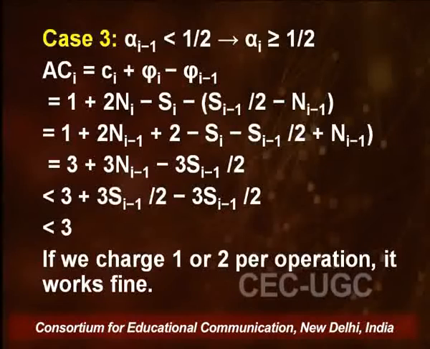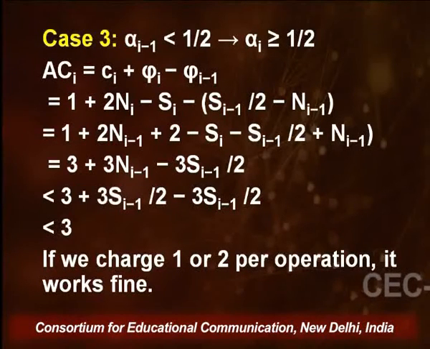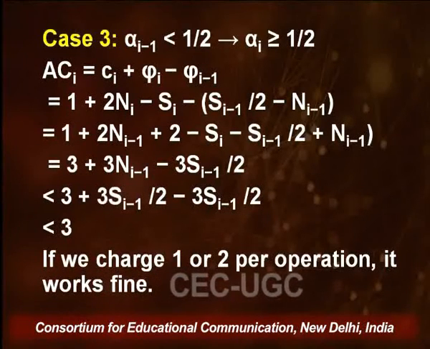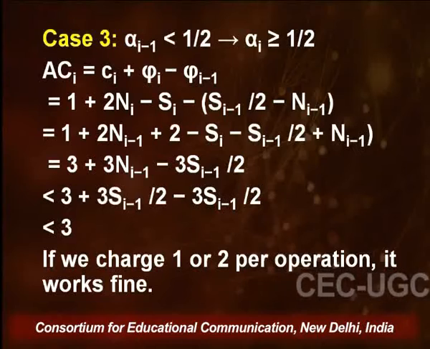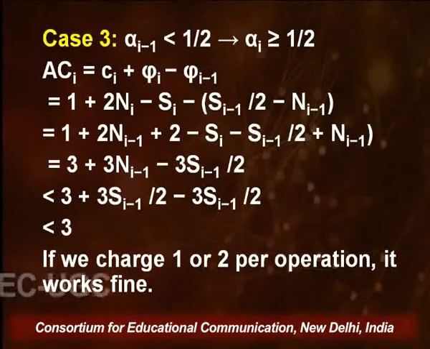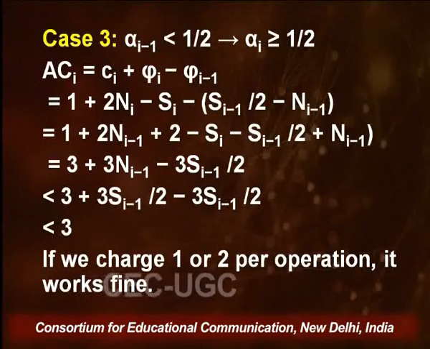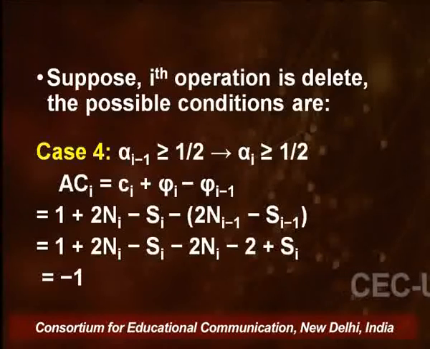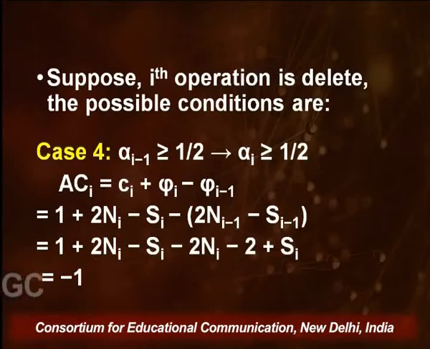So, here we have the amortized cost as less than 3. Amortized cost less than 3 means if we charge 1 or 2 per operation, it is going to work fine. That means it is not going to hamper your potential or affect it much, because potential has to be positive all the time. Now, these were the cases when we were discussing the insertion operation.